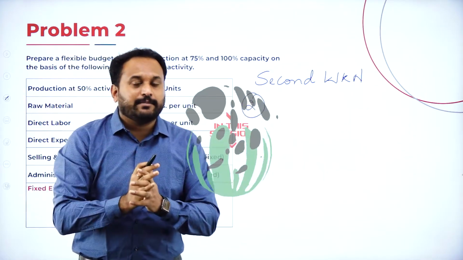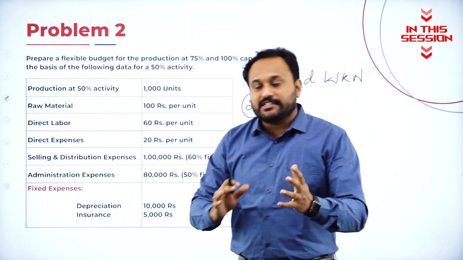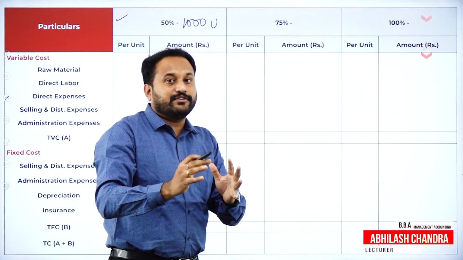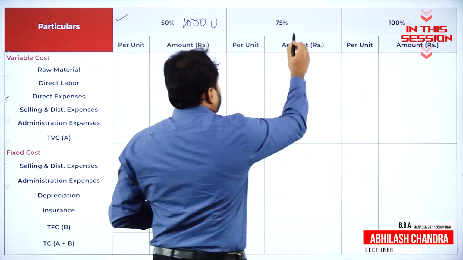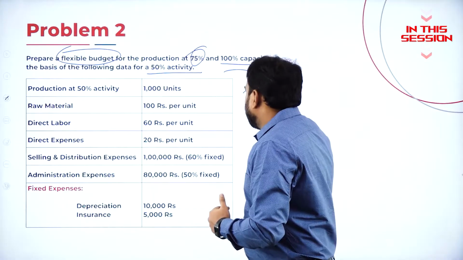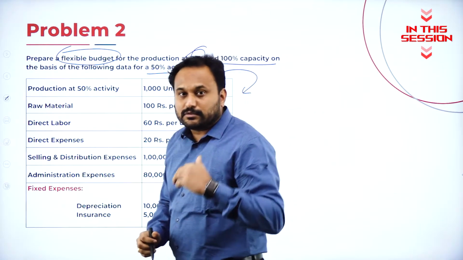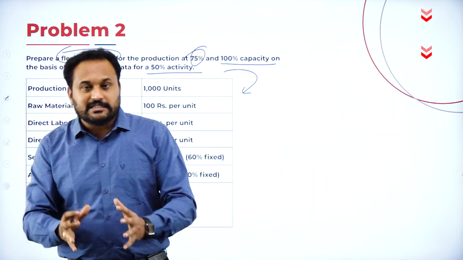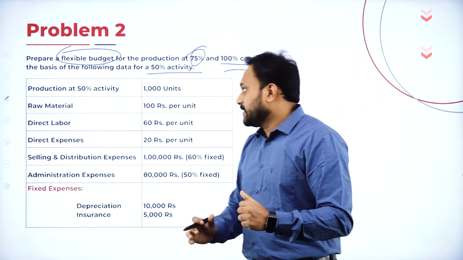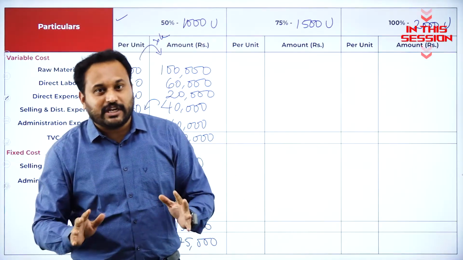Easily you people can be able to judge which are the semi-variable and semi-fixed costs. For 75%, how much? We have calculated that in the first working note. So we know that it is 1500 units. Whatever they have given here, this is for 50% activity. Now through that we are supposed to analyze and then calculate for 75% and 100%. Variable cost per unit will never change.